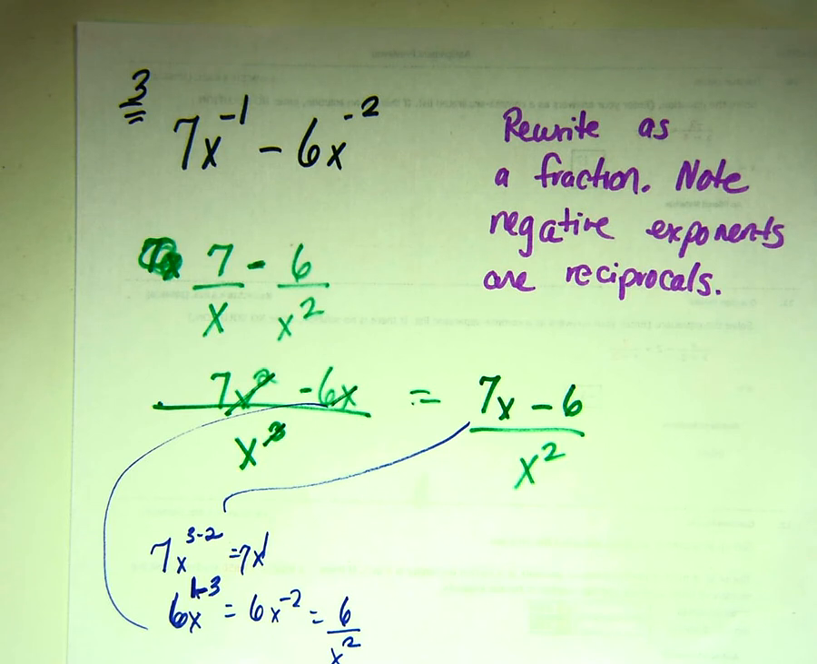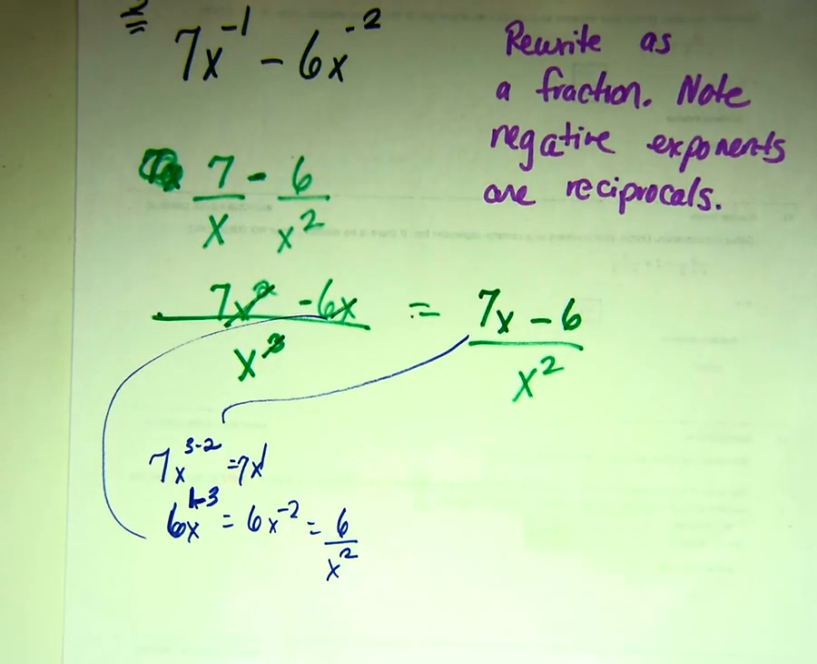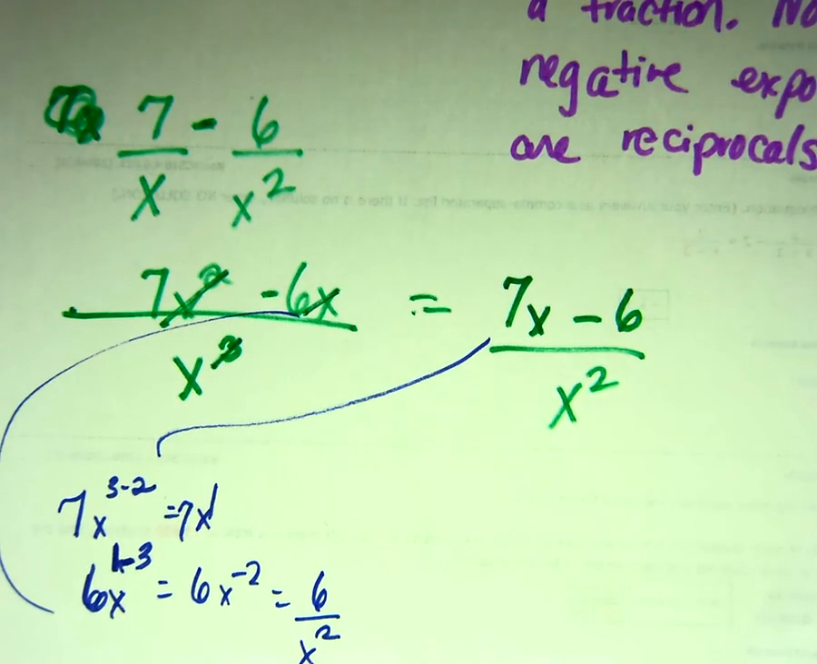So your first step was to rewrite it as a fraction. Note that the negative exponents indicate reciprocals. So now that I have that, one of the ways that you're actually going to simplify that, you're going to have 7x minus 6 over x squared. That's the final answer. So let me inch up a little bit so you can actually see what's going on. And I'm going to try to zoom in.